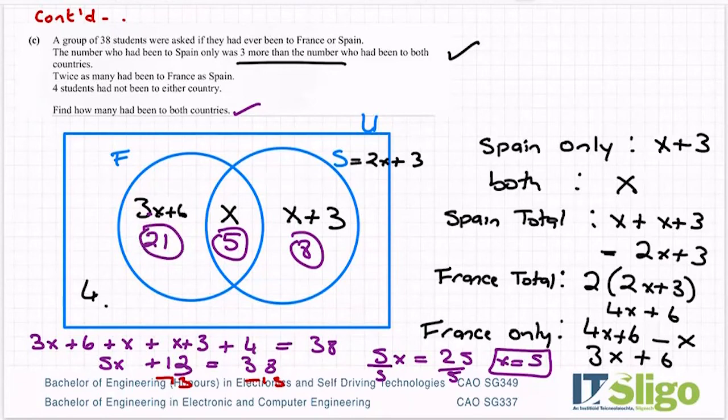Okay, so then let's see if the statements are correct. Does it add up to 38 is my first question. Well, 21 and 8 is 29. And 5 is 34 and 4 is 38. Okay, so everything there adds up to 38, that's good. Is there 3 more in Spain only than there is in both? Correct. That's good. Now, has twice as many been to France as Spain? Well, how many has been to Spain? 8 and 5 is 13. How many has been to France? 21 and 5, 26. And 26 is twice 13. So happy days, that one is good. So that's that question.